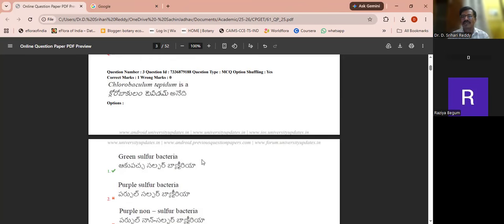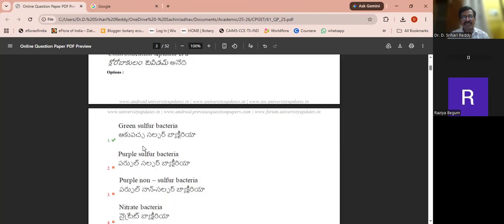So here, these bacteria, they utilize H2S instead of the H2O in the photosynthesis, and they release sulfur instead of oxygen. So they are also called as anoxygenic bacteria. Okay, so this information will be useful to you.